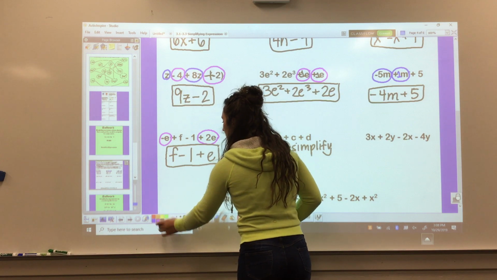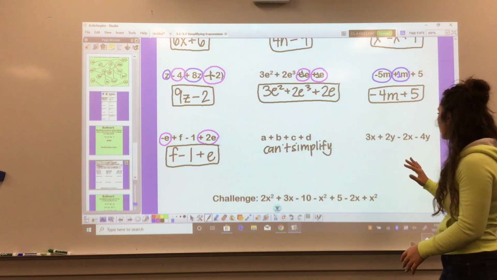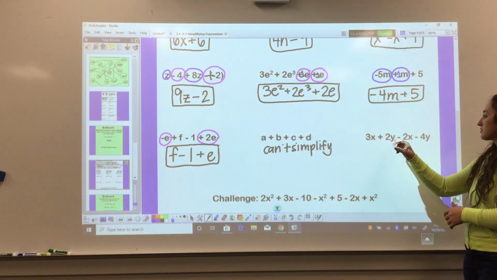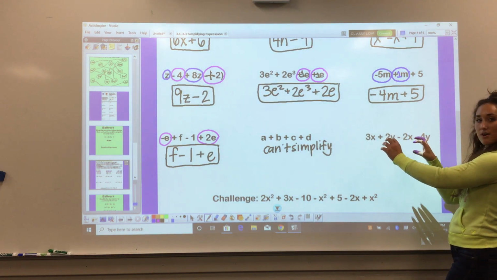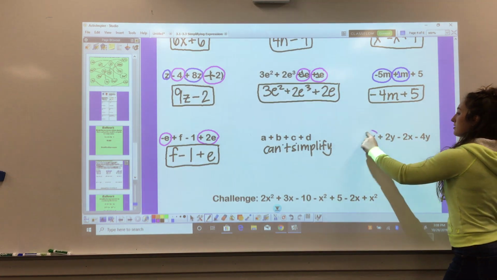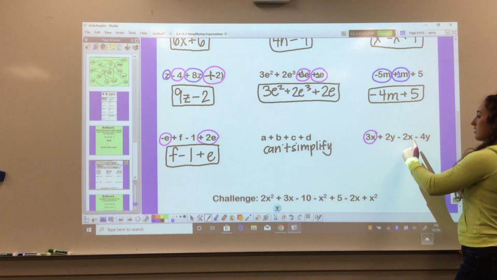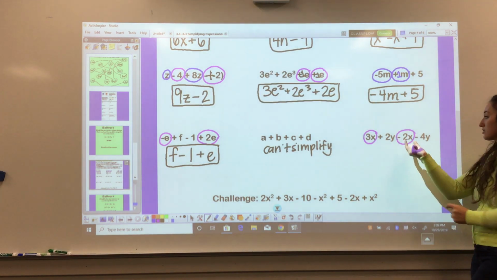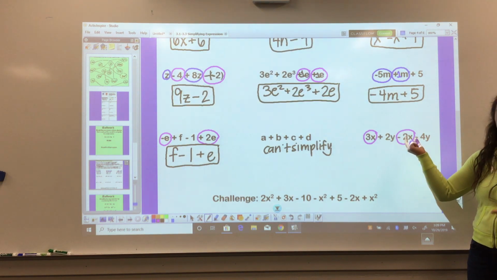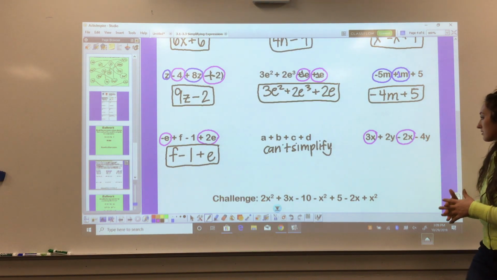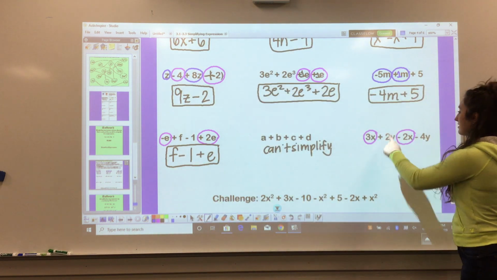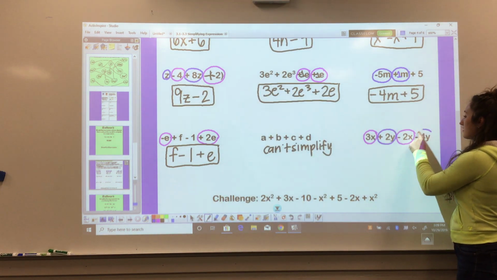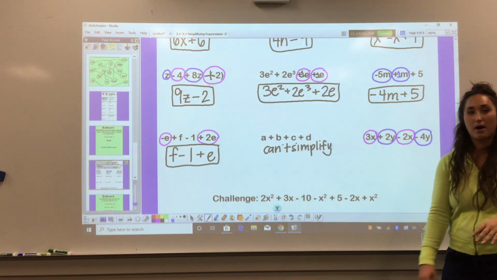And the last one that we're going to do together, 3x plus 2y minus 2x minus 4y. So obviously the x's are alike and the y's are alike. So I'm going to circle the x's. Don't forget to circle the minus in front of the 2x so that you know it's negative 2x. And then the y's. Circle positive 2y and negative 4y.